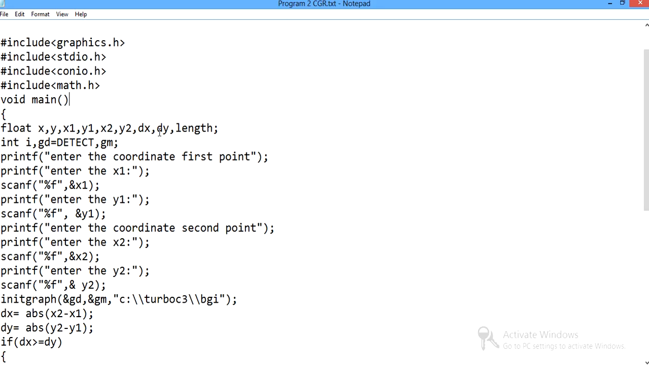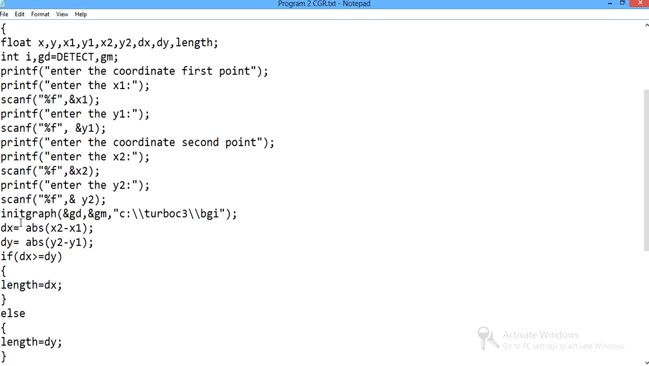We need to enter the coordinates of the first point, that is x1, y1. I have written scanf with %f, so I can enter floating point coordinates as well. Then enter the second coordinate point or end point, that is x2 and y2. Then initgraph, you can see the initgraph function is mentioned here with gd and gm. This function runs the graphics mode, so we can convert from the character mode to the graphics mode, where gd is the graphics driver and gm is the graphics mode.